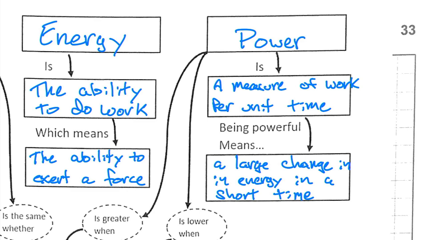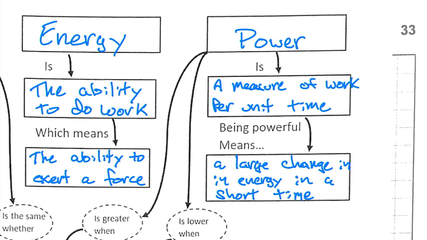sports car and your average cheap sedan or something, your entry-level car, both of them can get up to 60 miles an hour. Getting up to 60 miles an hour would take the same amount of work if the cars had the same mass. The difference is that the sports car can get up to 60 miles an hour in a much shorter amount of time. Same work in less time.